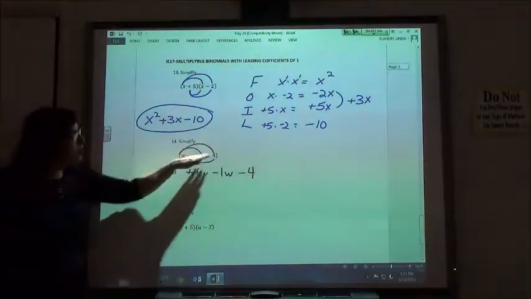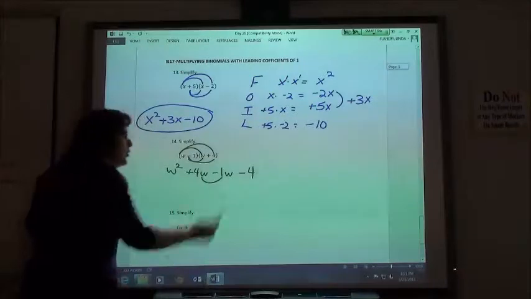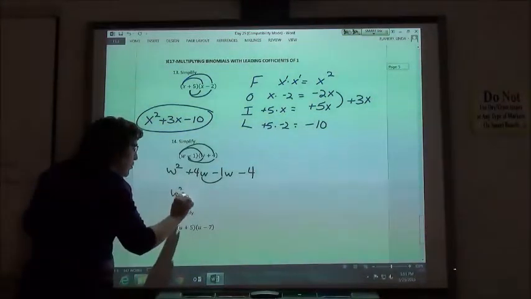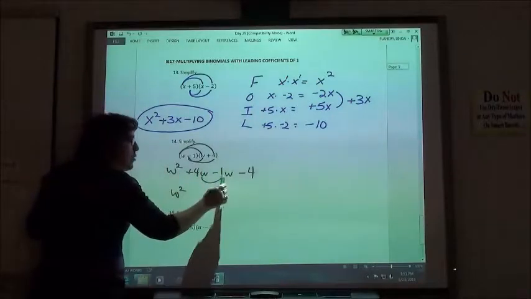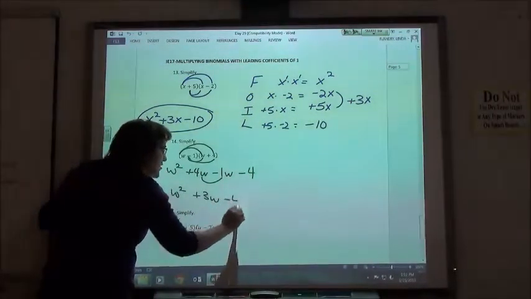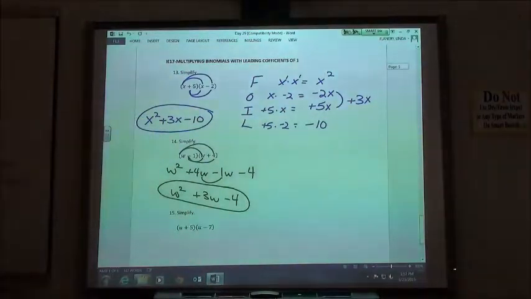So keep in mind there, you're multiplying all of those together. Now you're going to combine your like terms, so now you're doing your adding and subtracting. So my answer, I'm going to have the w squared. 4w minus 1w is plus 3w, and then the minus 4 on the end. And so w squared plus 3w minus 4 is my answer.